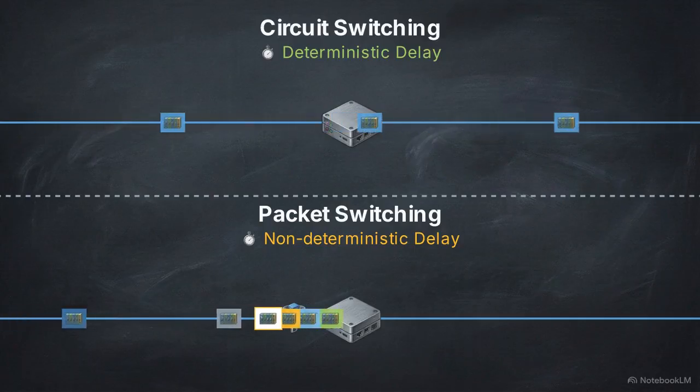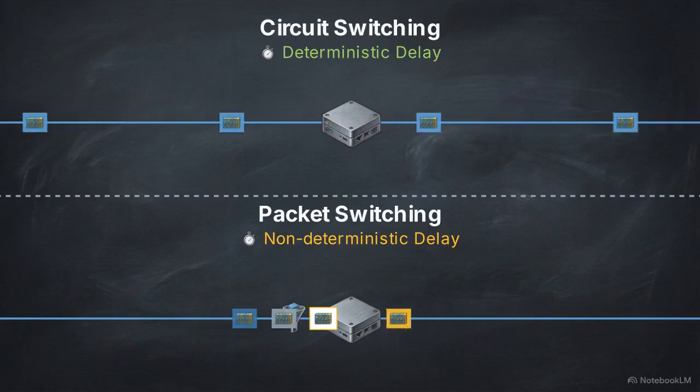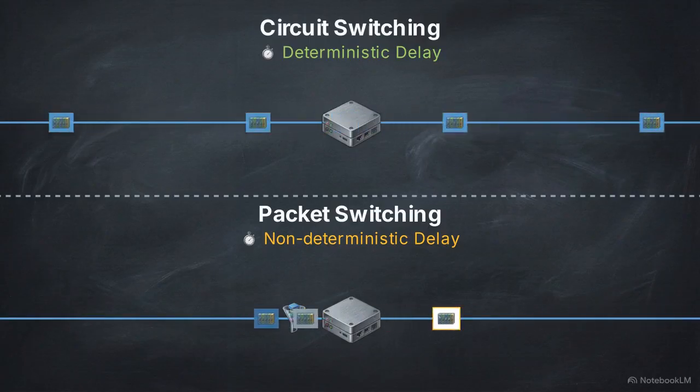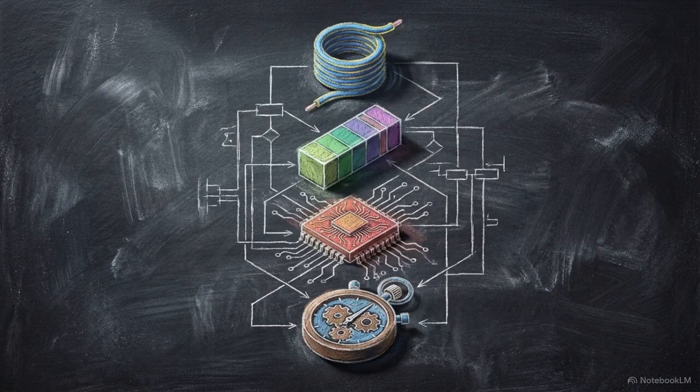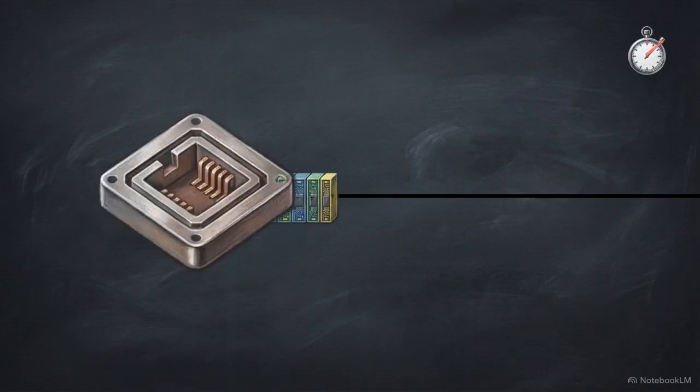A packet switch introduces non-deterministic delay, dependent entirely on how many other packets are crowding the buffers. Every node in a network imposes 4 distinct types of delay: propagation, transmission, processing, and queuing. Propagation is the time it takes a physical signal to travel through the wire. Transmission is the time required to push all the bits of a packet onto that wire.